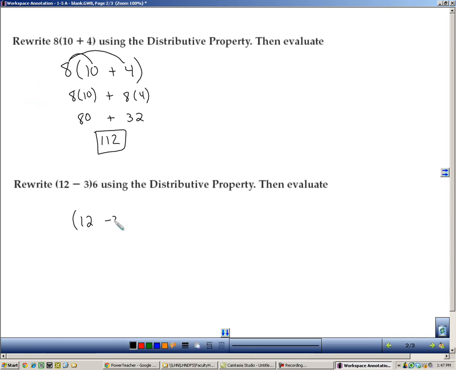Our next example looks like this, but here we're multiplying the 6 in the back. That doesn't change anything. We're still going to distribute the 6 and multiply the 12 times the 6 and the 3 times the 6. 12 times 6 is 72. 3 times 6 is 18. And then 72 minus 18 is 54.